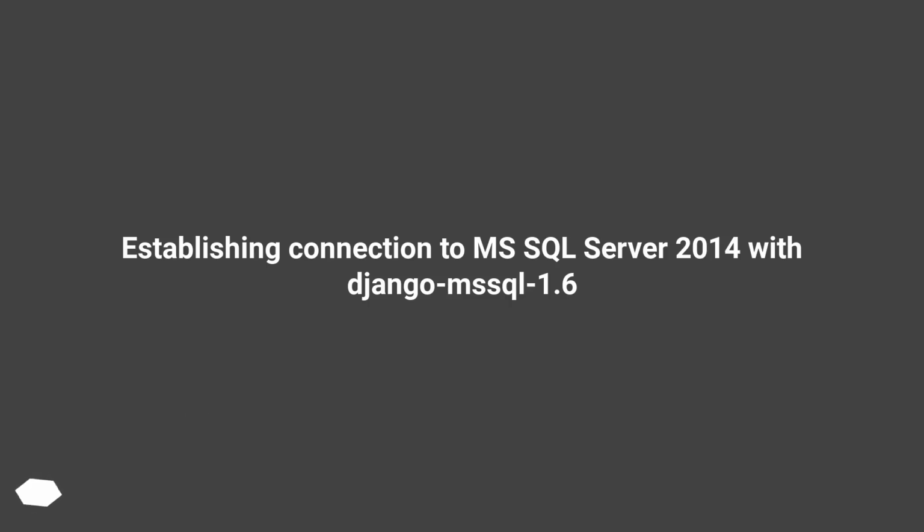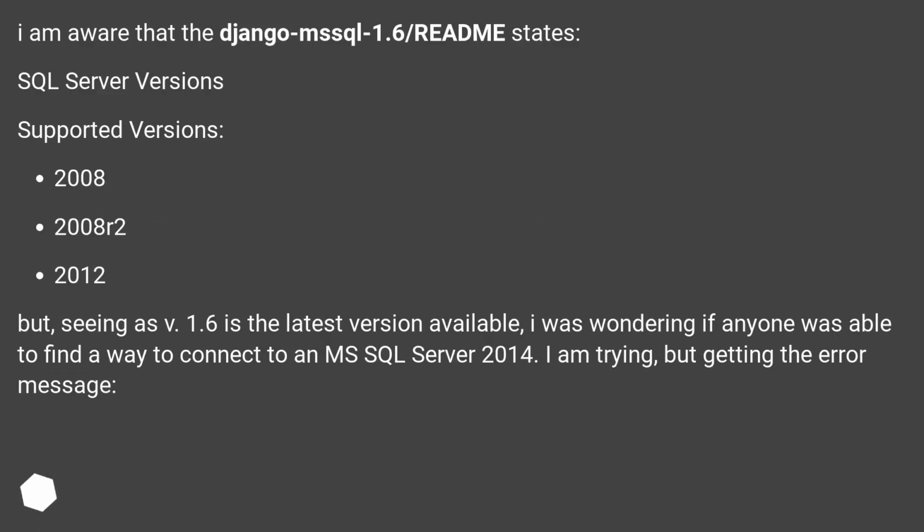Establishing connection to MS SQL Server 2014 with django-mssql-1.6. I am aware that the django-mssql-1.6 readme states SQL Server versions. Supported versions: 2008, 2008 R2, 2012.